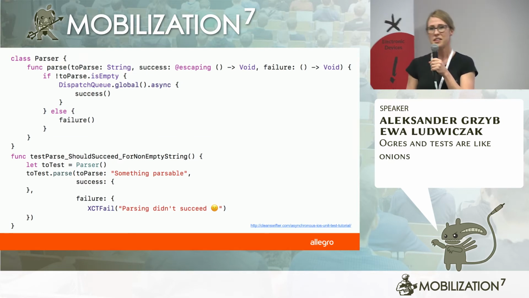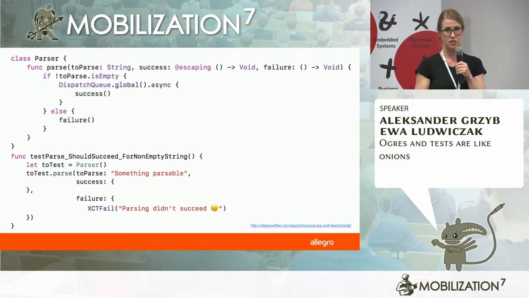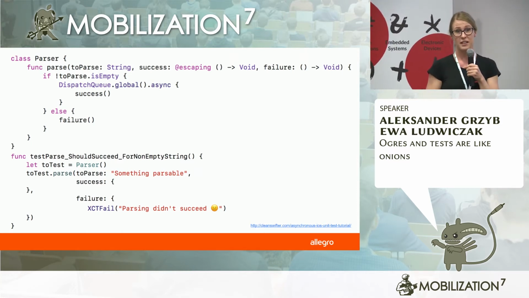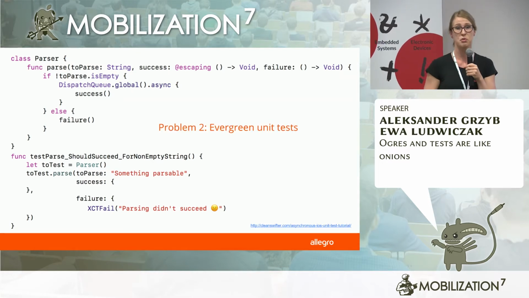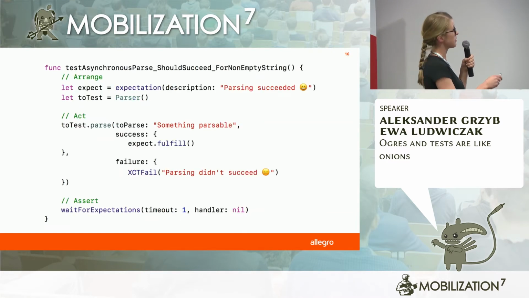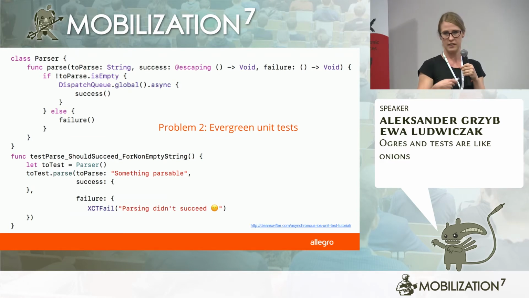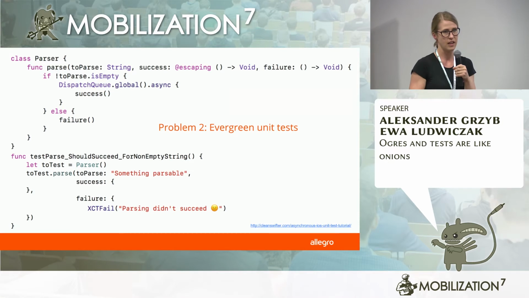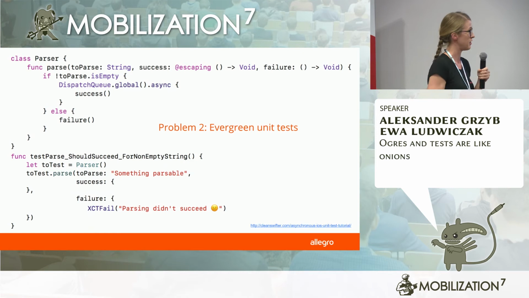Yeah, I think your idea is quite good, because the problem here is that the success closure is being called asynchronously. And this test is more likely to complete before the actual parsing completes. That is why I call this kind of test an evergreen unit test, because it will always pass, regardless of the code logic. If I were to put failure here, it would pass anyway, because it would just complete before the asynchronous call completes. So it will always give us false positive results. So these kinds of tests are unreliable.